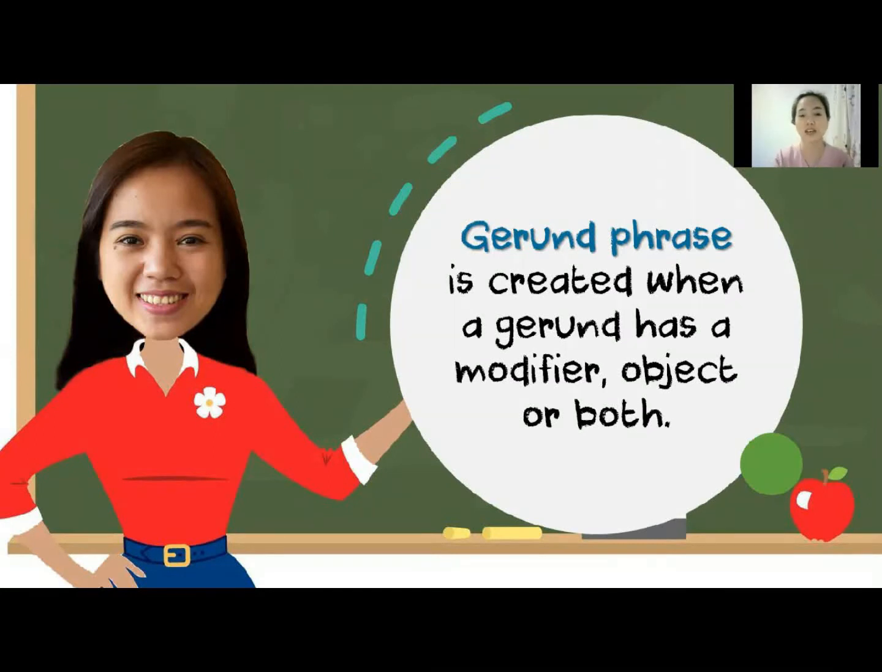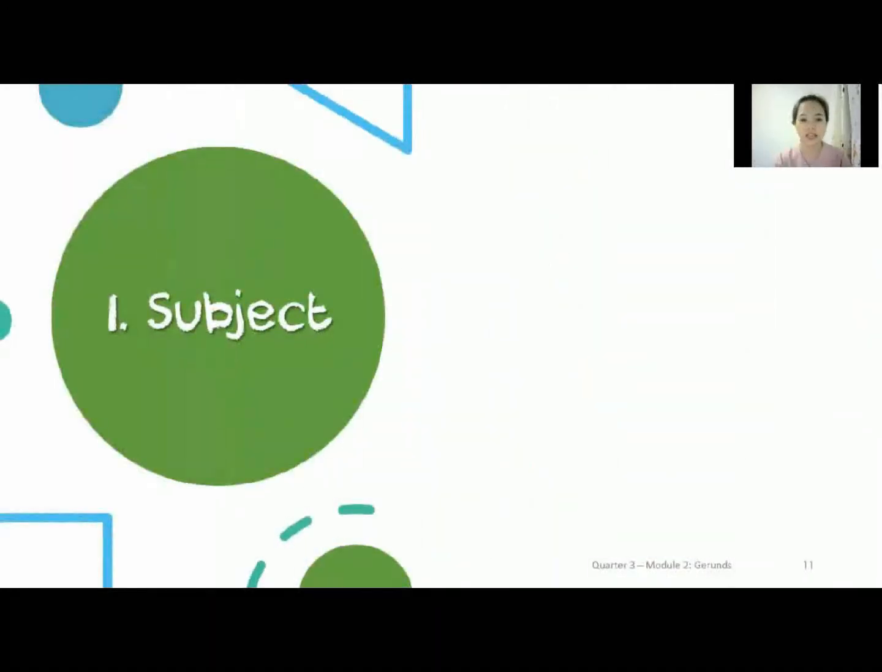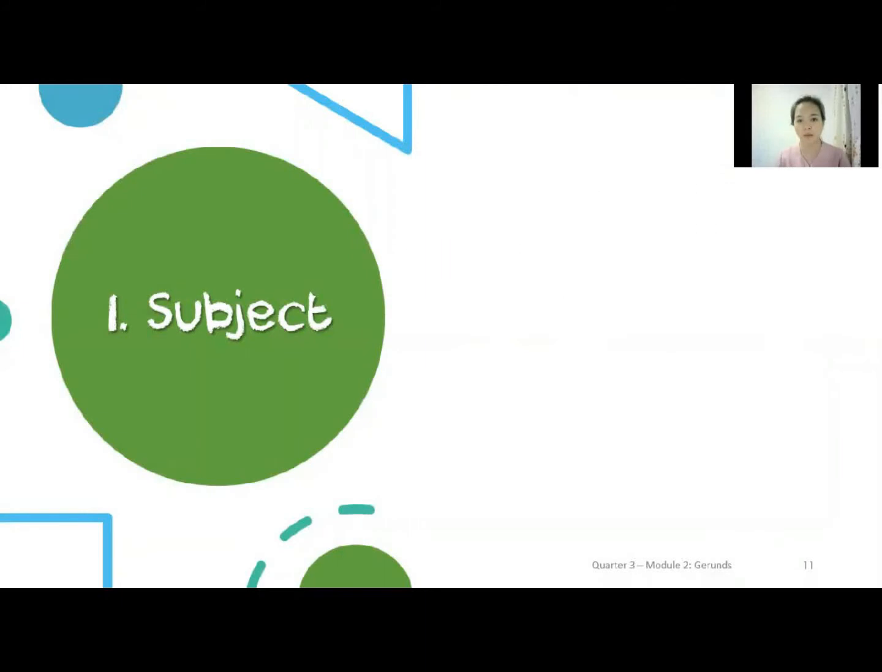Since we already know the definition of gerund and gerund phrase, let's now identify the possible functions of gerund in a sentence. So we're going to discuss the functions of gerunds in a sentence. First, proceed to the most common. It is the subject.